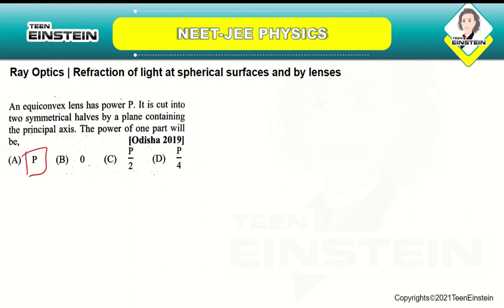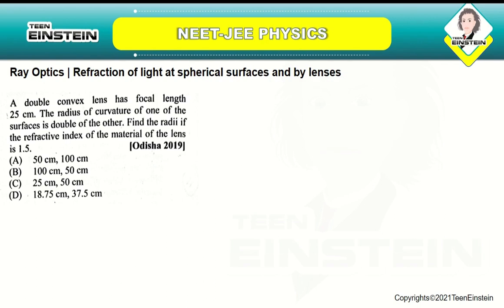Okay, so when the lens is cut into 2 halves along the principal axis, both the parts will have an equal focal length. Since they have an equal focal length, the power of the 2 parts will also remain the same. So if one part is P, the other part will also be P. Okay, so the correct answer is option number A.